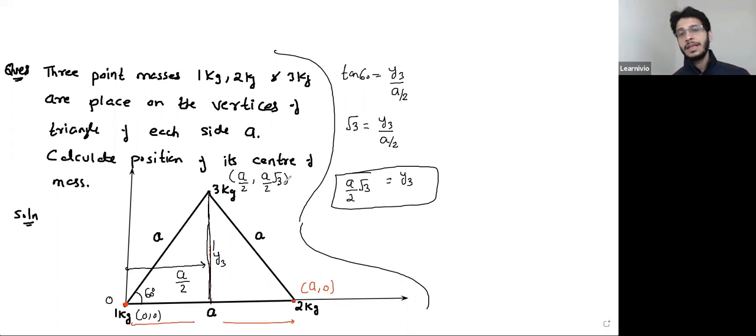Sania, coordinates mean length, not mass. If I'm asking the x and y coordinates of a point, that means the separation of this point from the origin. This point lies at the origin, so the coordinates are 0, 0. For this point, the separation from the origin along the x-axis and along the y-axis. Since the point lies on the x-axis, the y coordinate is 0. This is the x coordinate, and from the y-axis, this is the y coordinate.